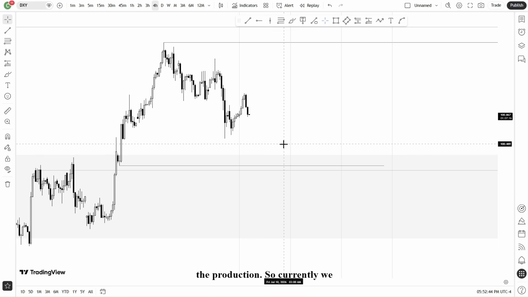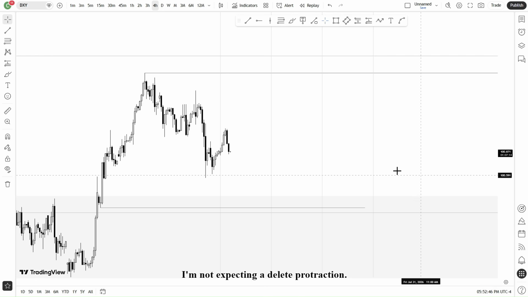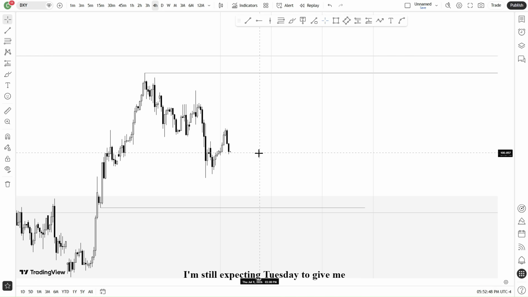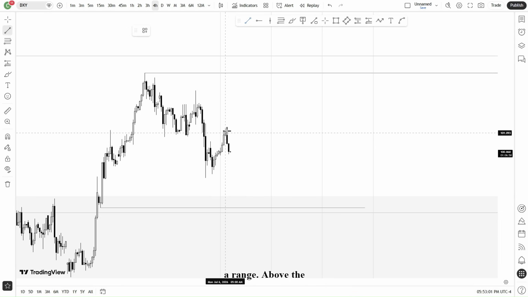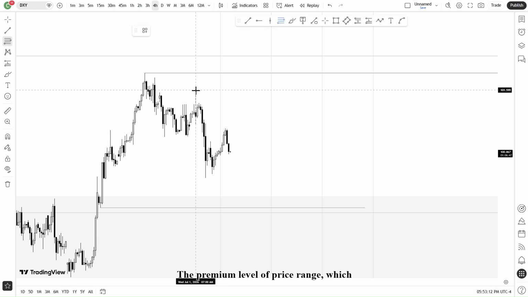So currently we are still bearish. Listen, because I'm not expecting a delayed protraction, I'm still expecting Tuesday to give me the high of the week, because we have to meet this target within this week, if we are anticipating next week, which is week 2, to give us the low of the month. So currently we formed a range above the weekly open. This is a range that was formed above the weekly open and within the premium level of the price range, which is this current daily range, right?